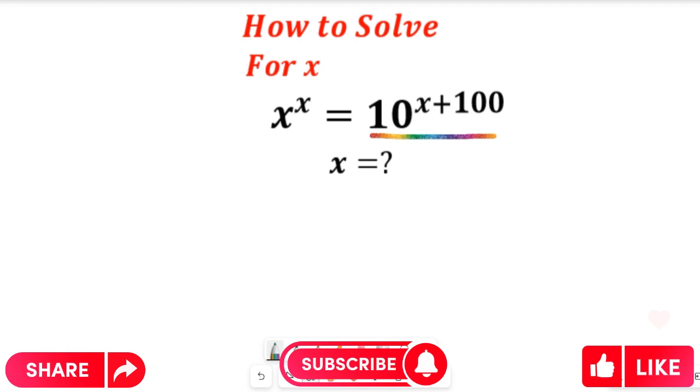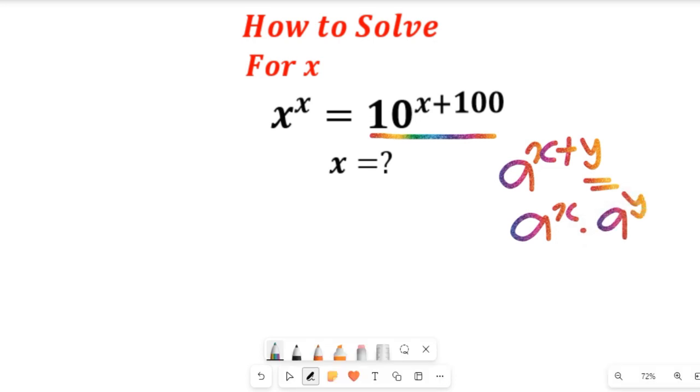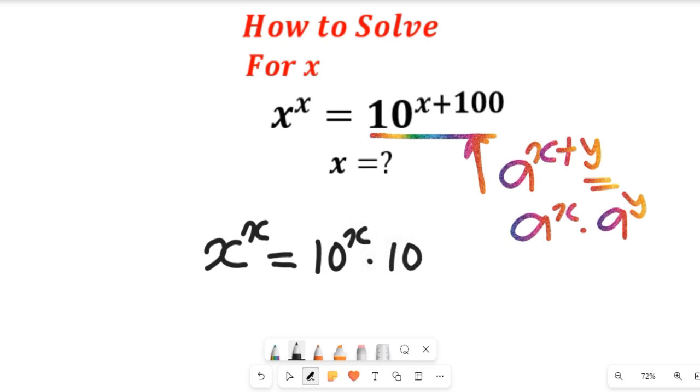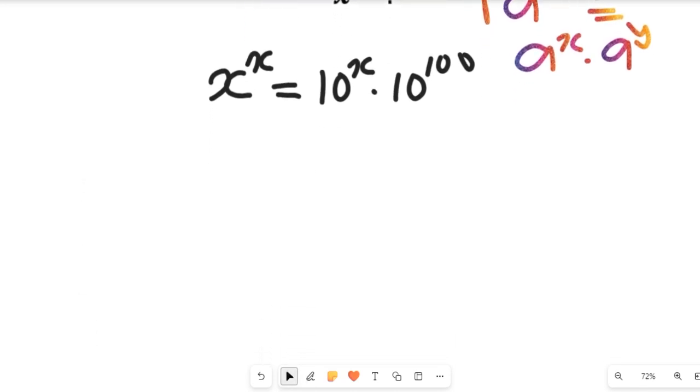Now let's get started. I want you to recall the law of indices that says if you have a to the power of x plus y, this will be equal to a to the power of x multiplied by a to the power of y. Now you come to see that that's exactly what this equation is all about. So if we apply that, we're going to have x to the power of x equal to 10 to the power of x multiplied by 10 to the power of 100. Great. Now, having applied that law of indices, we can now separate this.